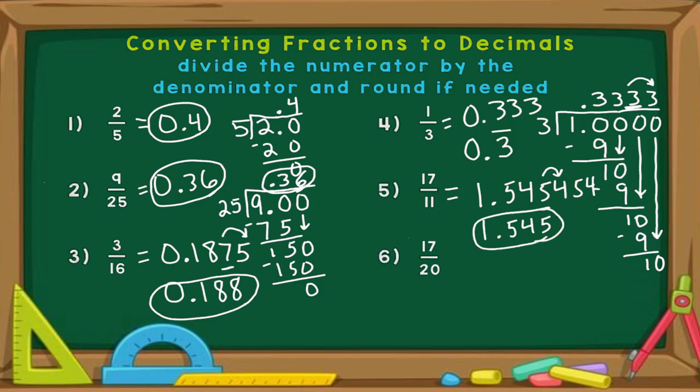I forgot to circle matches for number 4 there. Just noticed that. Or we can use the bar method. So 1 and 54 repeats. So we can put our bar above the 54 to show that that will continually repeat.